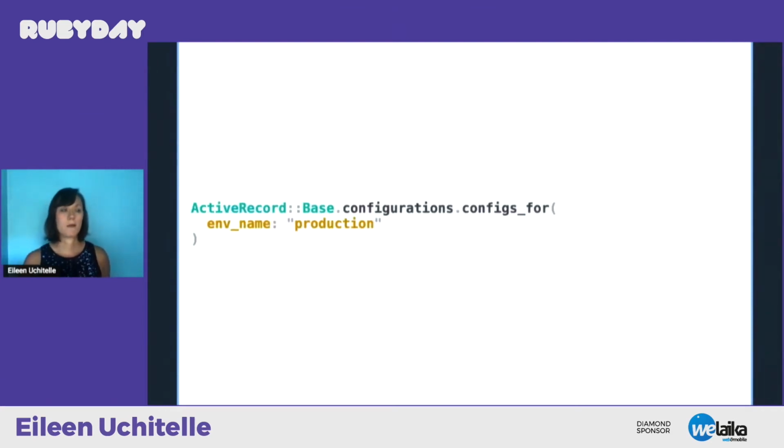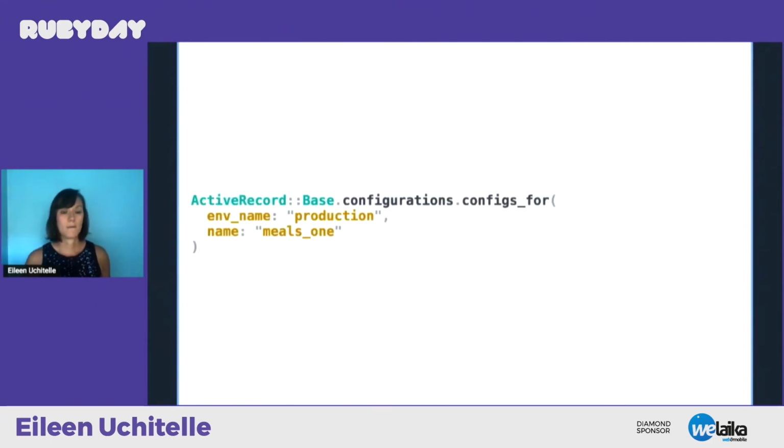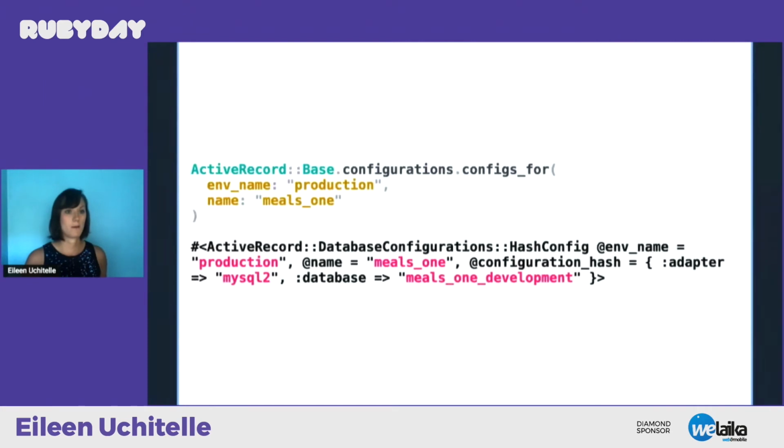Now that we have the configurations objects, we can ask Active Record for all of the configurations for an environment with the configs for method. This is really similar to using a hash and will return a list of configuration objects for the production environment. We can also get configurations for an environment by name. Env name production and name meals will return one matching configuration object for those parameters.